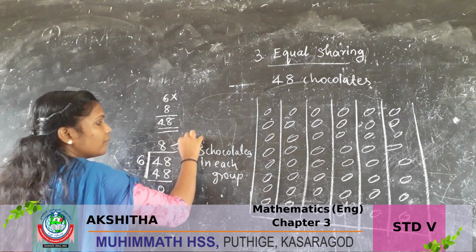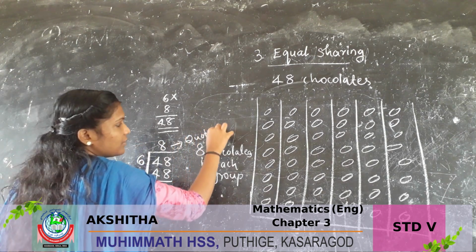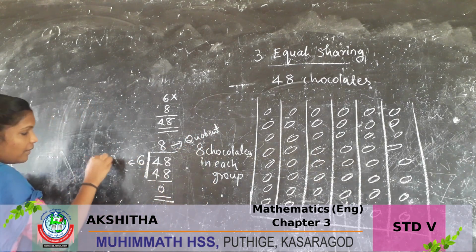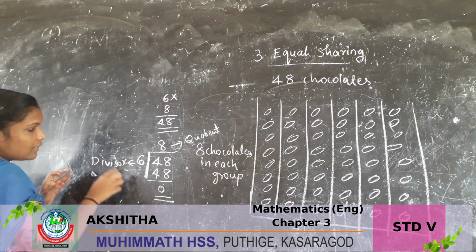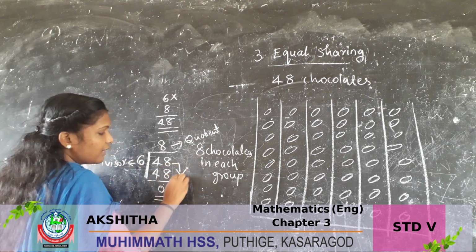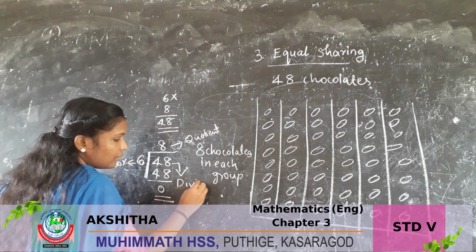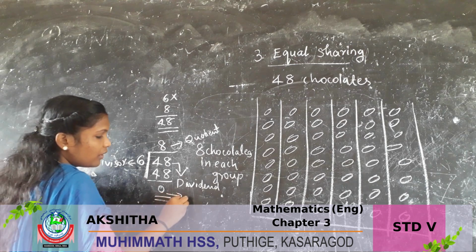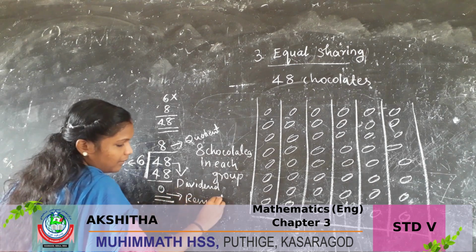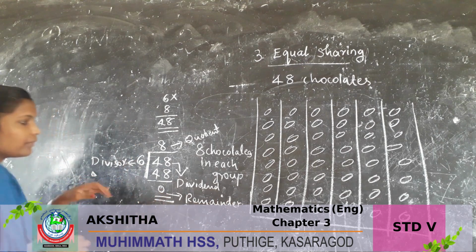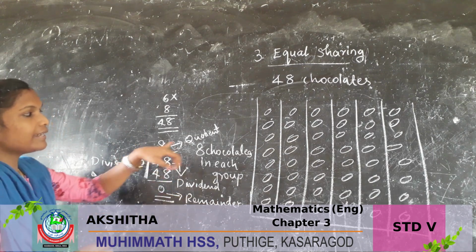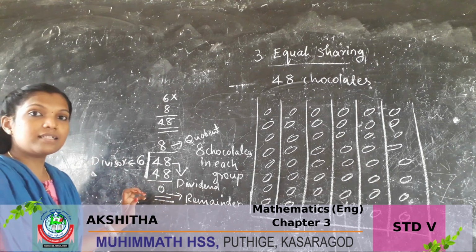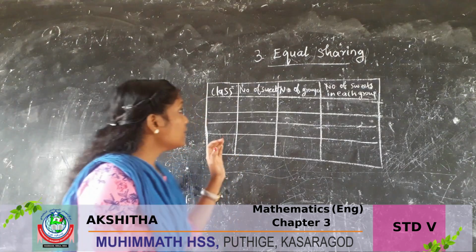Here 8 is the quotient, 6 is the divisor, and 48 is the dividend. 0 is the remainder. So 48 dividend, 8 quotient, 6 divisor, 0 remainder. Is it clear now?